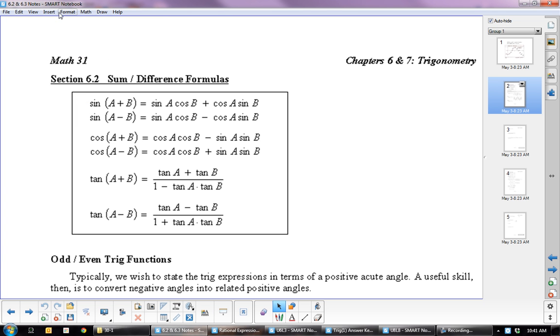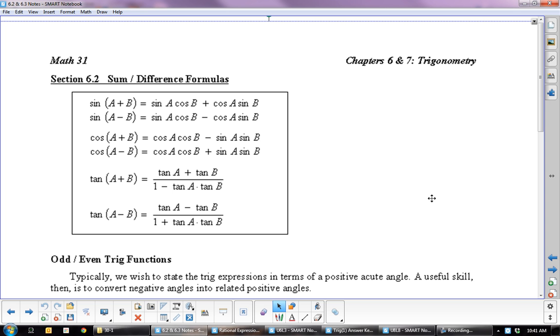Okay, more trig. So you want to have your good buddy formula sheet out, because I want to be talking about where it is as we're doing these.